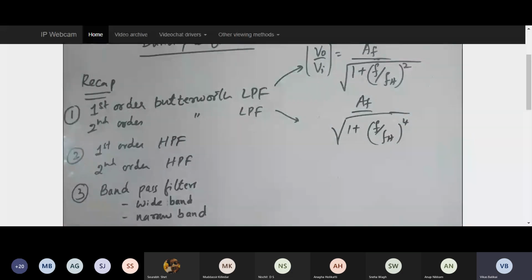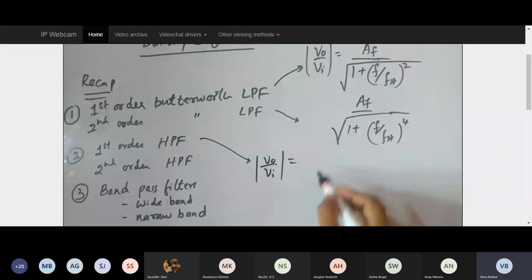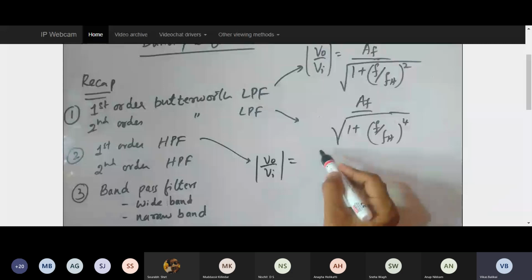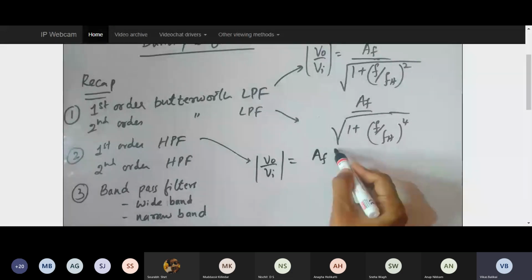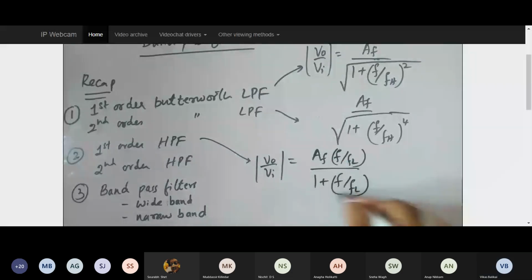And in a similar manner, yesterday we did a small derivation with respect to the high pass filter. So for high pass filter, V naught by Vi, since capacitor and resistors are getting interchanged, you are going to get AF multiplied by F by FL, whole divided by the square root of 1 plus (F by FL) whole square. So this is with respect to your first order.